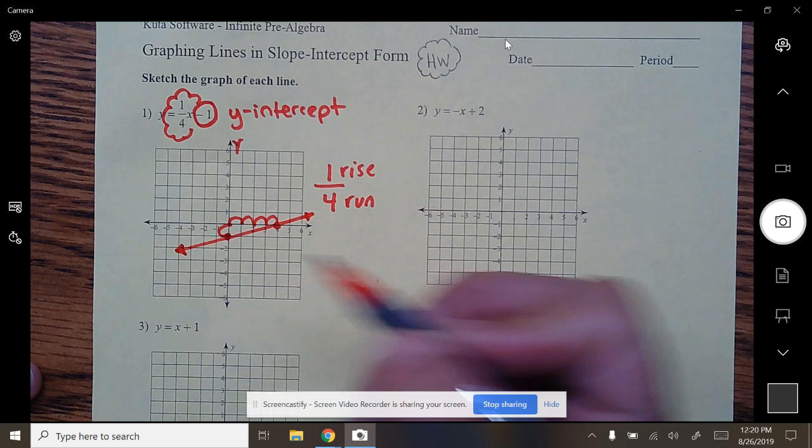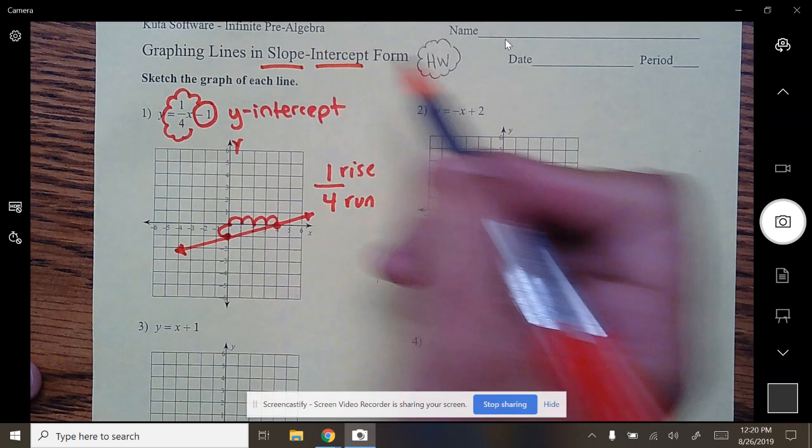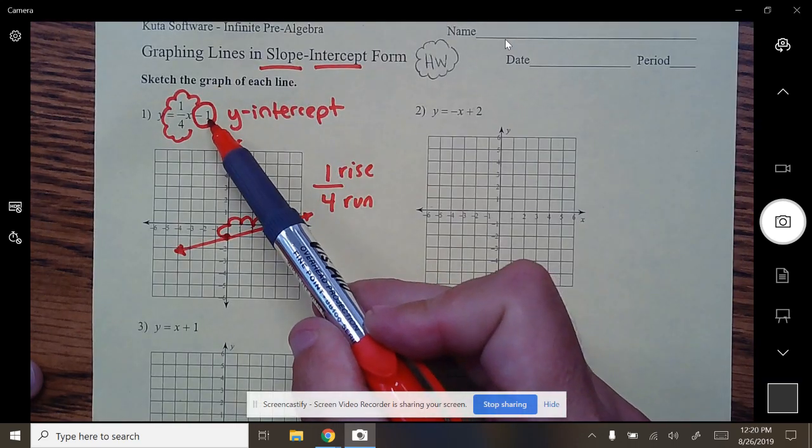And there, I tried to make a straight line through it. There's my linear, I graphed my linear equation in slope-intercept form. We had a slope, 1/4, and our intercept was -1.